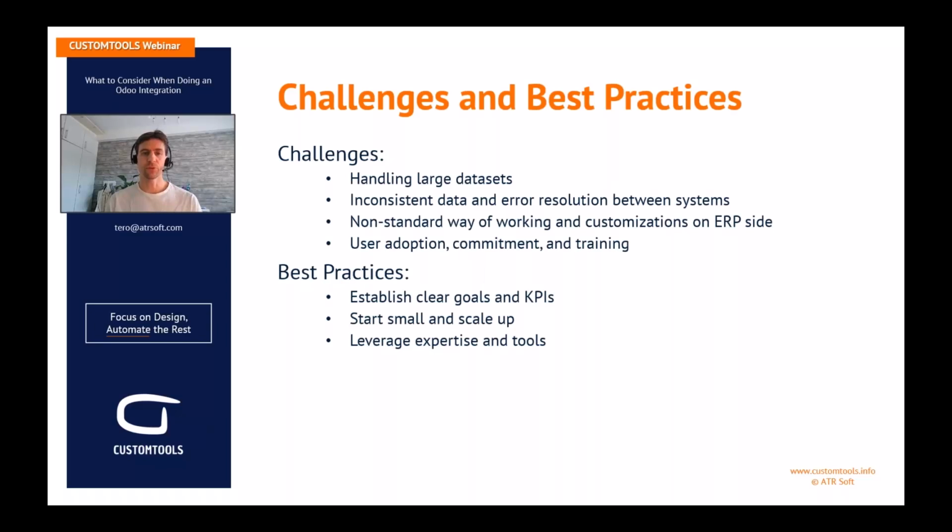Starting with a focused scope reduces complexity and allows you to test the integration in a controlled environment before expanding. It involves pilot implementation, iterative testing, and deployment, and monitoring the impact.